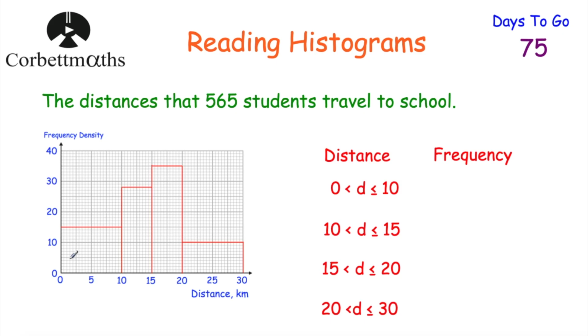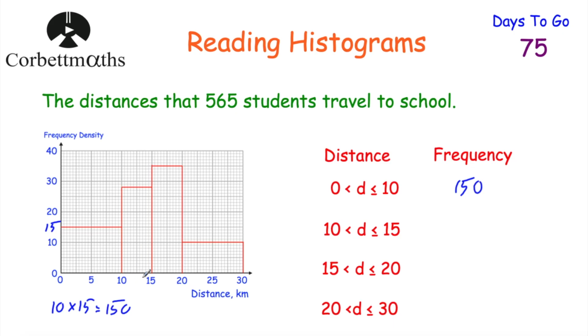Okay, in terms of these bars, let's start off with the first bar. It's got a class width of 10, because from 0 to 10, the category is 10 wide. It's got a frequency density of 15. So if we do 10 times 15, that's equal to 150. So the frequency for this category would be 150.